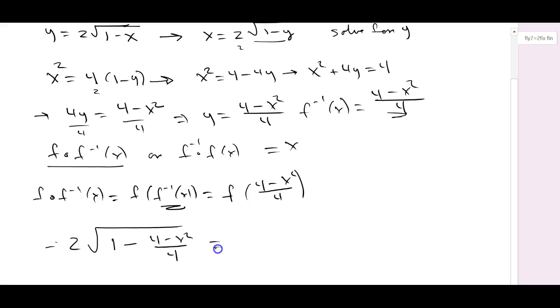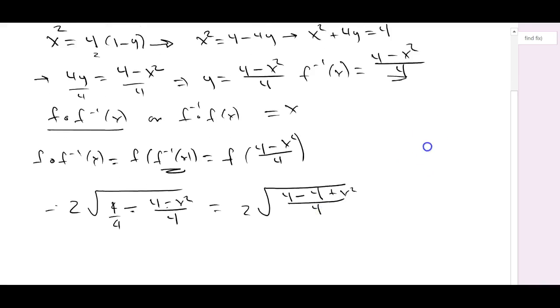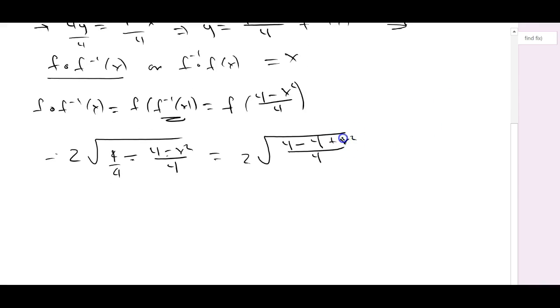Okay, so I could get a common denominator. In this case it is 4. So replace 1 with 4 over 4. So I'll have 4 minus 4. We'll bring this negative inside here. This negative and this negative give you a positive x squared all over 4. It's x squared, by the way.